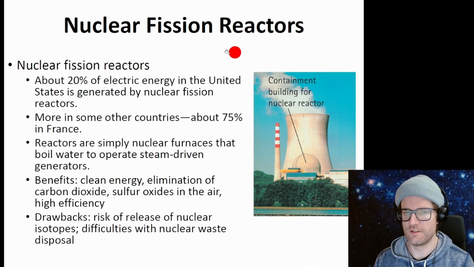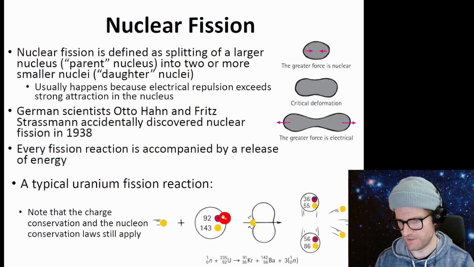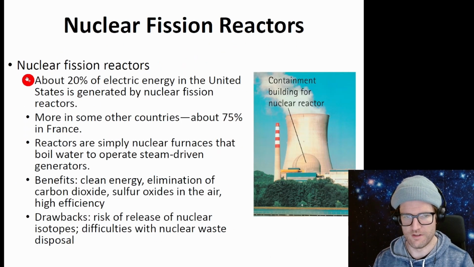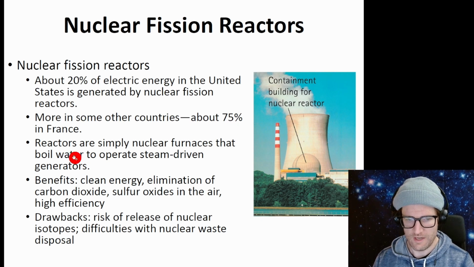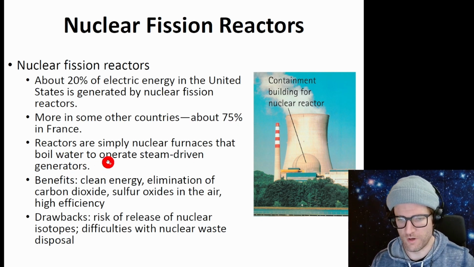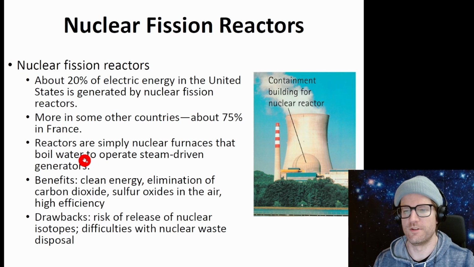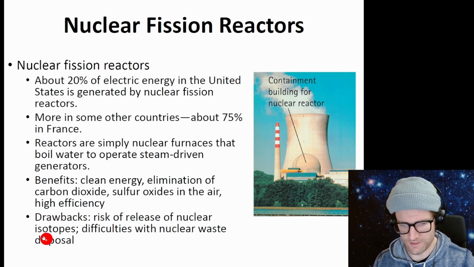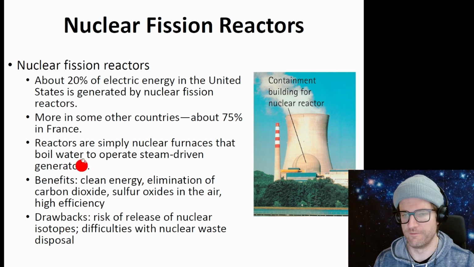Okay, and we use this in nuclear fission reactors. So this is a fission reaction. It supplies 20% of the United States' electrical energy. In France, it's more like 75%. Reactors are simply furnaces that boil water to operate steam-driven generators. So it's a fancy way of boiling water. It's clean, with the elimination of carbon dioxide and all kinds of pollution in the air. It's high efficiency. Drawbacks are the release of nuclear waste, difficulties with nuclear waste disposal, and the risk of release of nuclear isotopes into the air and water.